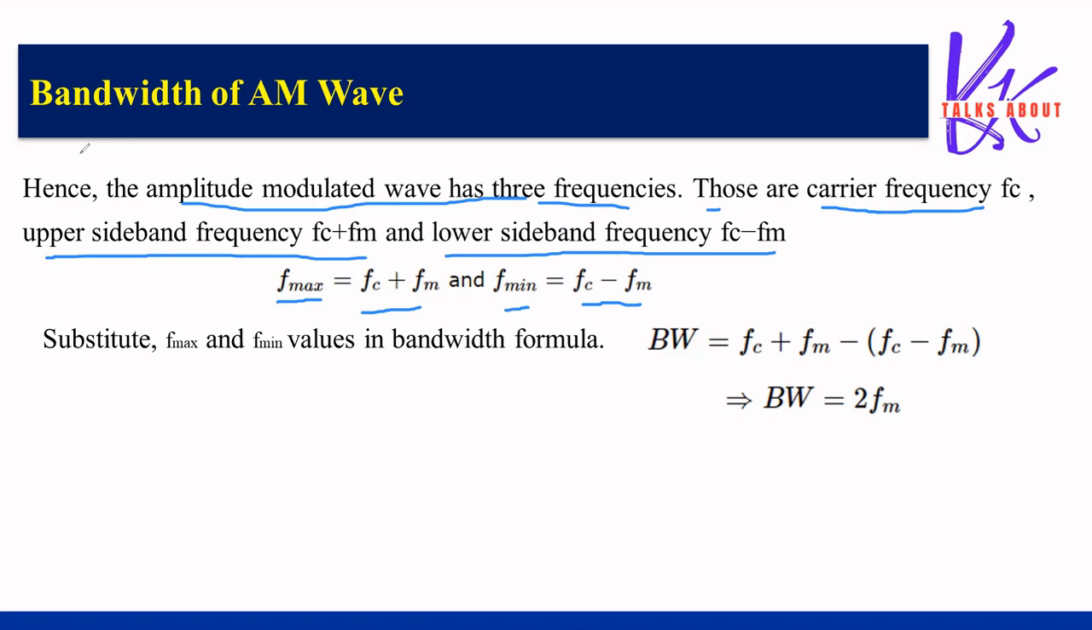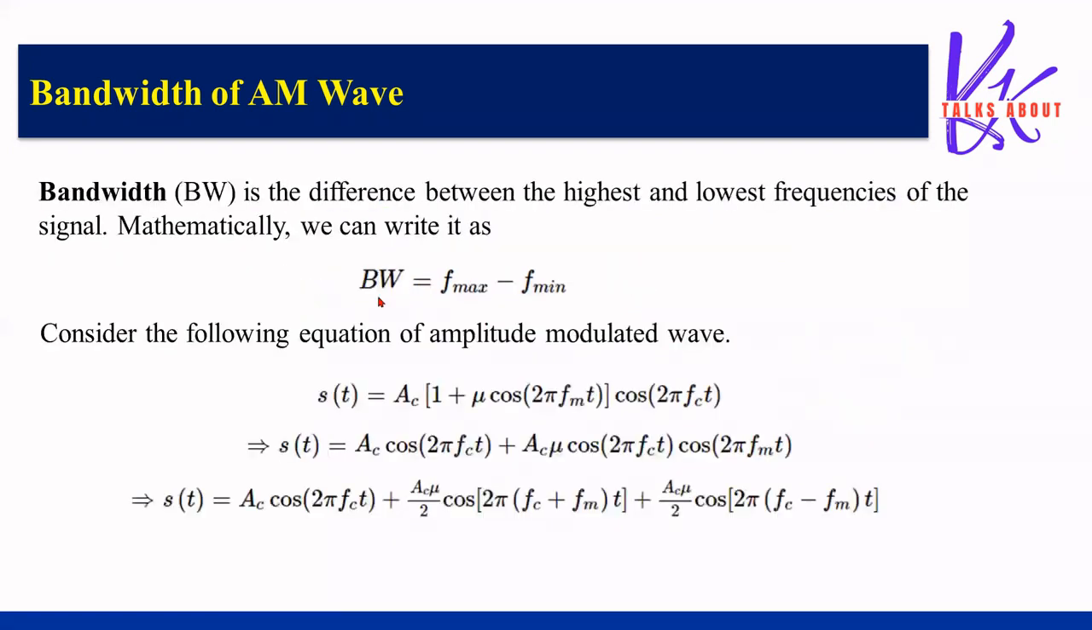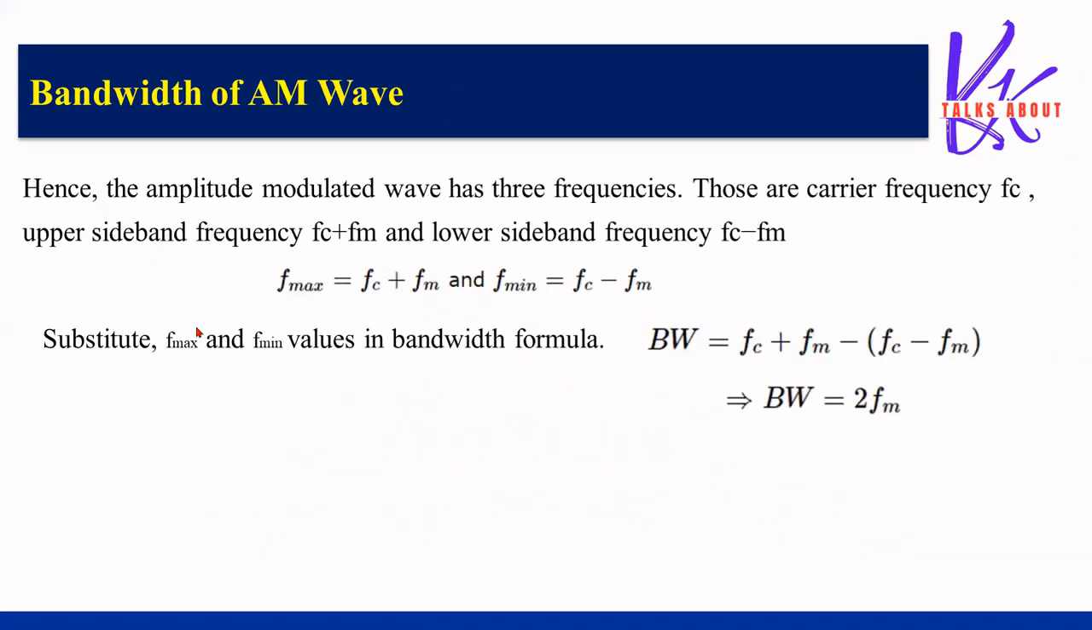From the previous formula, bandwidth is nothing but fmax minus fmin. Now we are going to calculate the bandwidth. The bandwidth is given as fc plus fm, that is the maximum frequency, minus your minimum frequency fc minus fm. So we get it as twice the frequency of your message signal, fm.